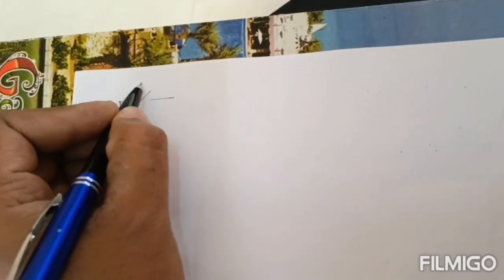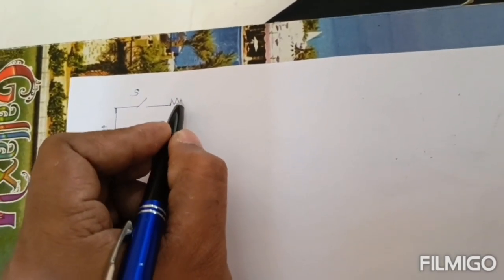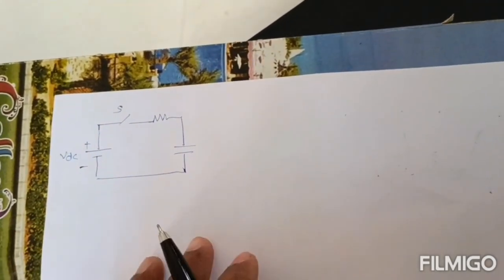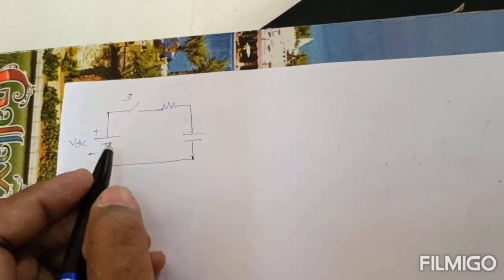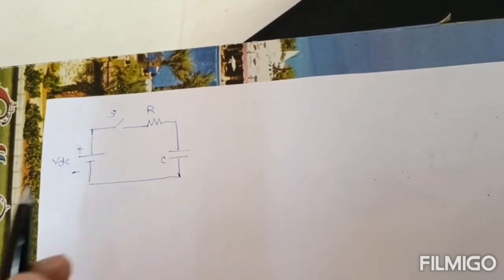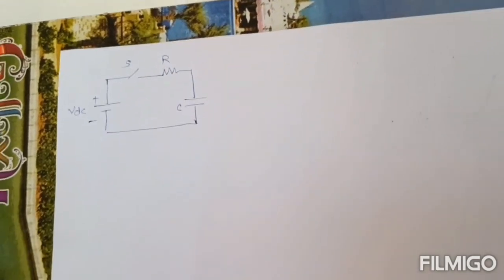So we'll start with this. What happens when the capacitor is connected to a certain supply? For example, I am connecting the capacitor with a DC supply. There is one switch, and let's say there is one resistor connected and one capacitor. Let's say this is R and this is capacitor C. This is the DC supply.